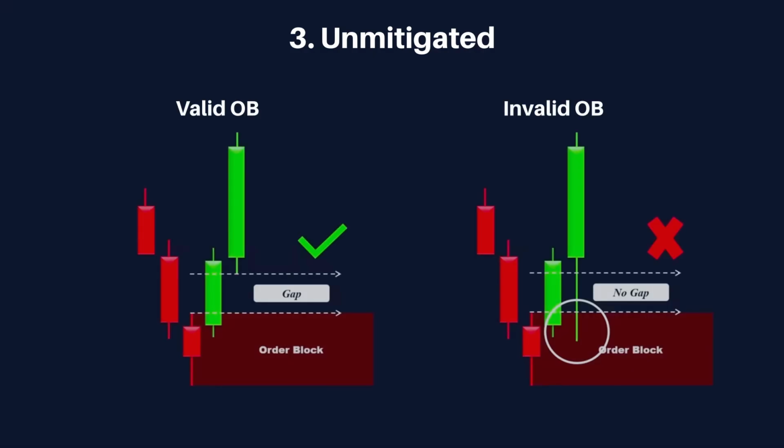Rule 3. Unmitigated zone. Rule number 3. It must be unmitigated. Order blocks are considered one-time use, meaning we focus on the trading opportunity when price first enters an order block. Once an order block has been mitigated, we do not consider it as an area of interest for future trading.